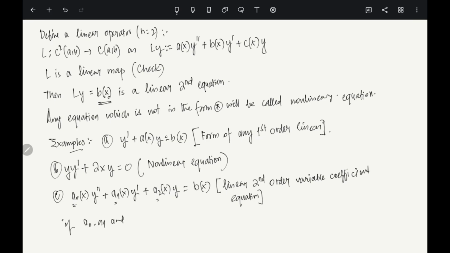And if a0, a1 and a2 in this case are constants, then we call such an equation a constant coefficient linear equation. So first of all, what is the degree of difficulty of solvability? The question is this: we want to solve the ODE. Let's understand the difficulties.